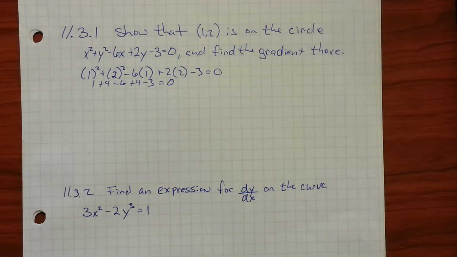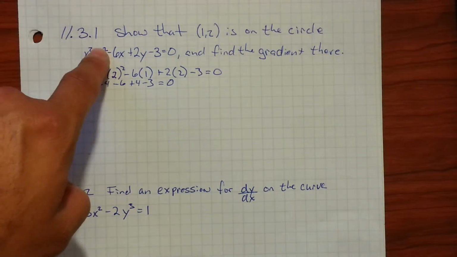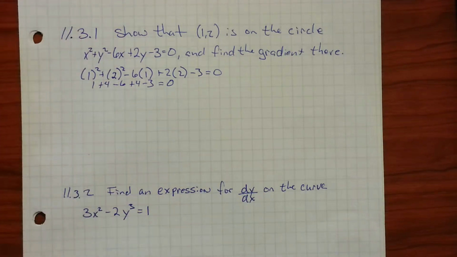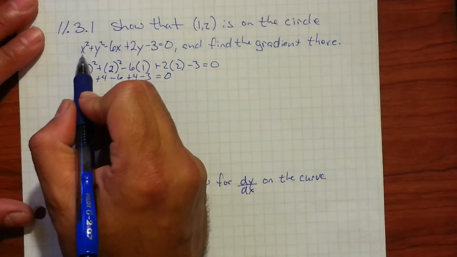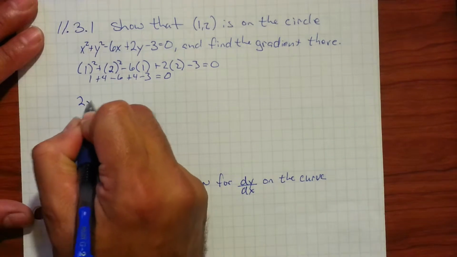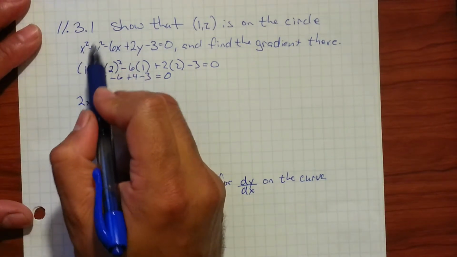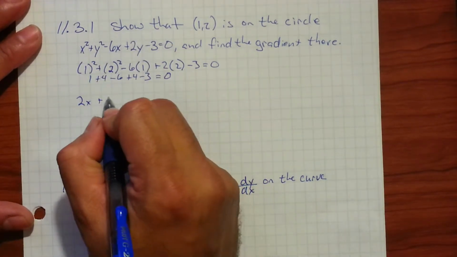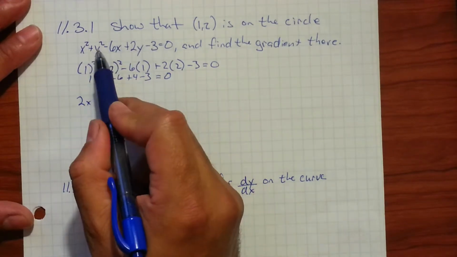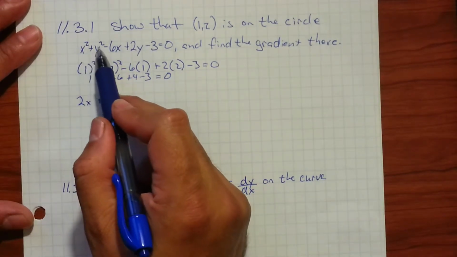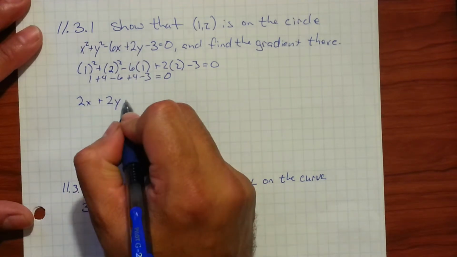Now to figure out my slope there, I need to use implicit differentiation. So I need to take the derivative of both of these. I'm going to take the derivative with respect to x, but I have to do the same thing for the y, and I'll show you how. So the derivative of this is going to give me 2x plus, now if I was taking the derivative of this, it would be 2y, but now I need to state that I'm not taking the derivative with respect to x, I'm taking the dy/dx.